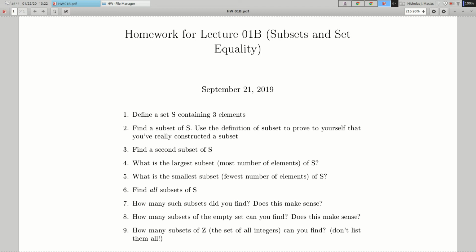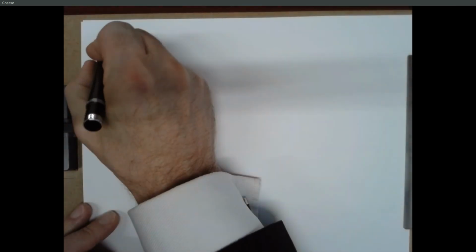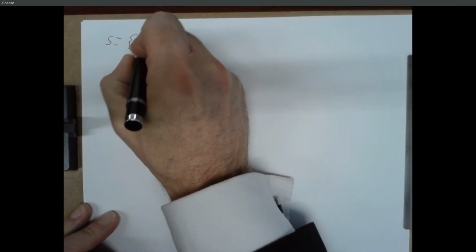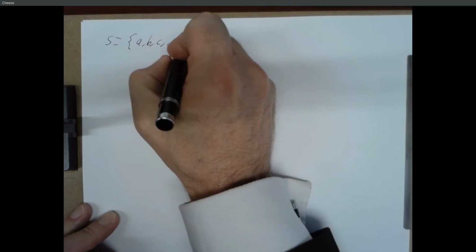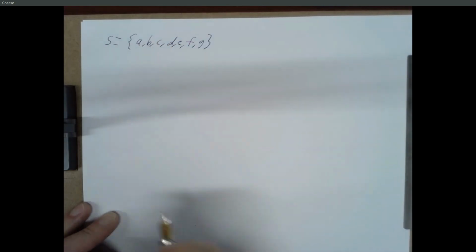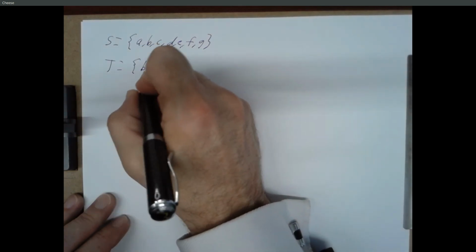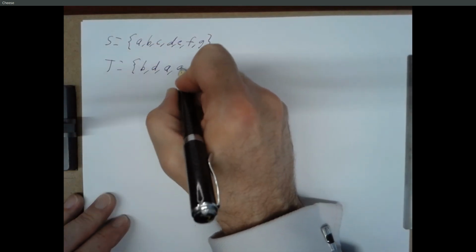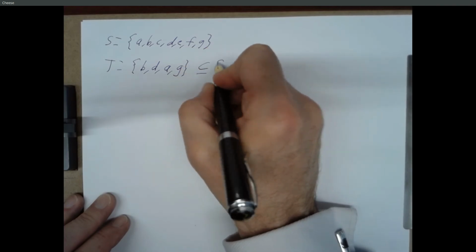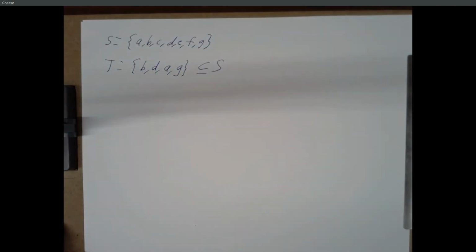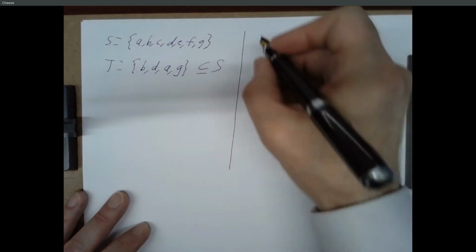All right, and then find a subset of S and use the definition to prove that you've really constructed a subset. So let's say that S equals {A, B, C, D, E, F, G}. And let's claim that T equals {B, D, A, G} is a subset of S.